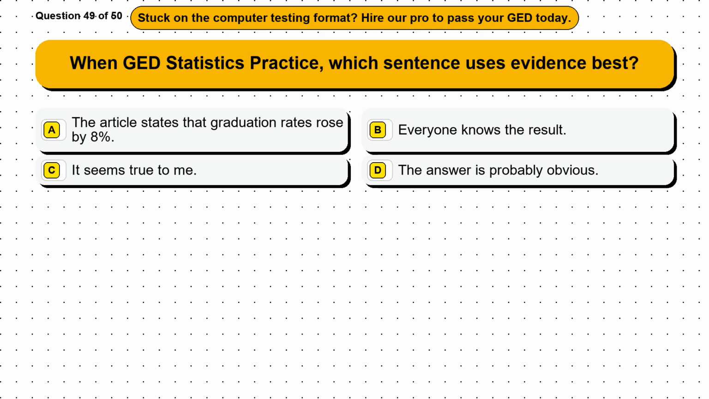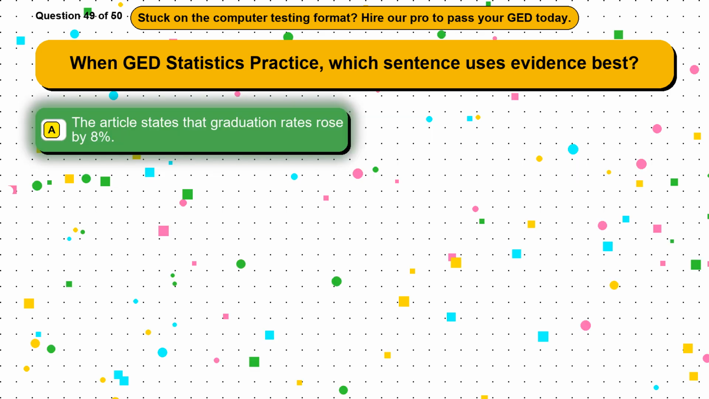Question 49. When GED Statistics Practice, which sentence uses evidence best? Option A, the article states that graduation rates rose by 8%. Option B, everyone knows the result. Option C, it seems true to me. Option D, the answer is probably obvious. The correct answer is option A.